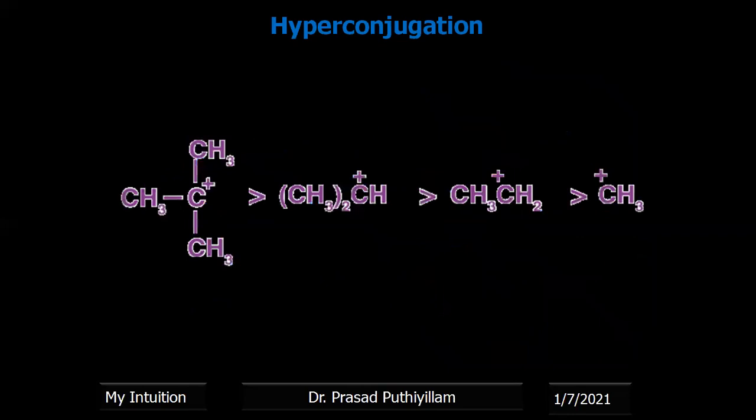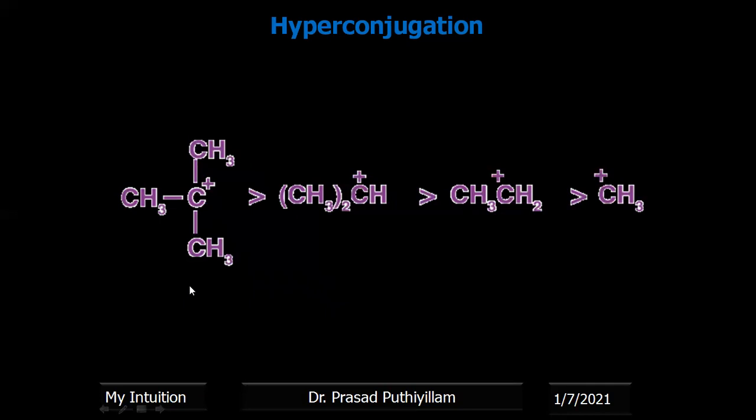Therefore, the stability of carbocations is represented like this. CH3 plus is very less stable, whereas CH3CH2 plus is a little bit more stable because it has three hydrogens which can stabilize the positive charge. Whereas (CH3)2CH plus is even more stable than the previous one. Here, a total of 6 hydrogen atoms can donate electron density to the positive charge, stabilizing it, and the tertiary butyl group is even more stable.